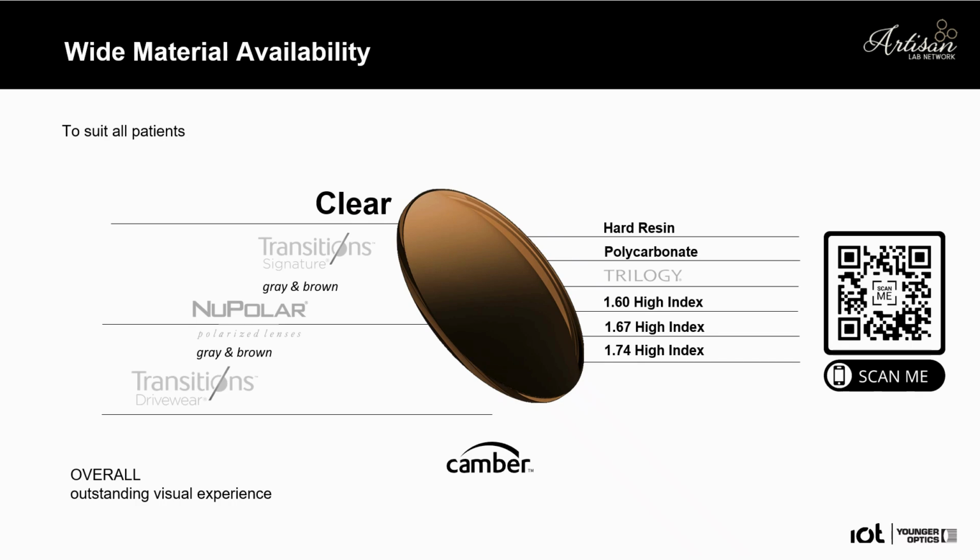Additionally, Camber Steady Plus lenses have a wide availability to suit all of our patients' and clients' wants and needs, including hard resin, polycarbonate, Trilogy, 1.6, 1.67, and 1.74 high index. Also available in clear, Transitions gray and brown, and new polar. And finally, also available in the Transitions Drive Wear.